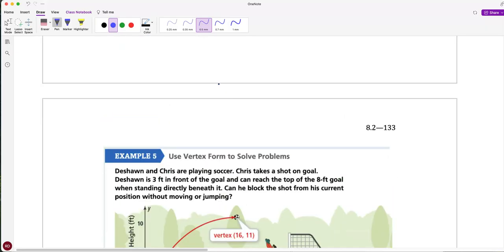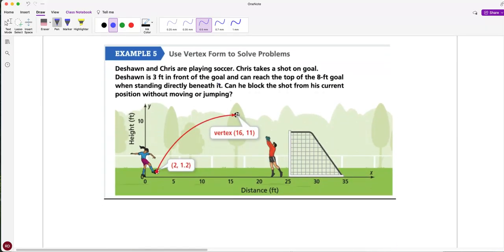Using vertex form to solve a word problem, okay? Deshaun and Chris are playing soccer. Chris takes a shot on goal. Deshaun is 3 feet in front of the goal. Can he reach the top of the 8-foot goal when standing directly beneath it? Can he block the shot from his current position without moving or jumping?